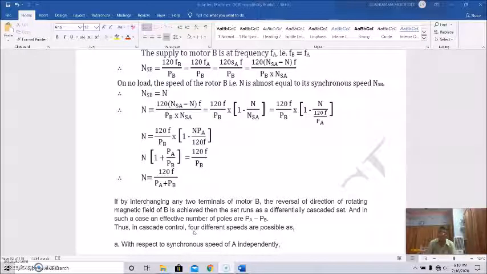Thus in cascade control, 4 different speeds are possible. How 4 different?